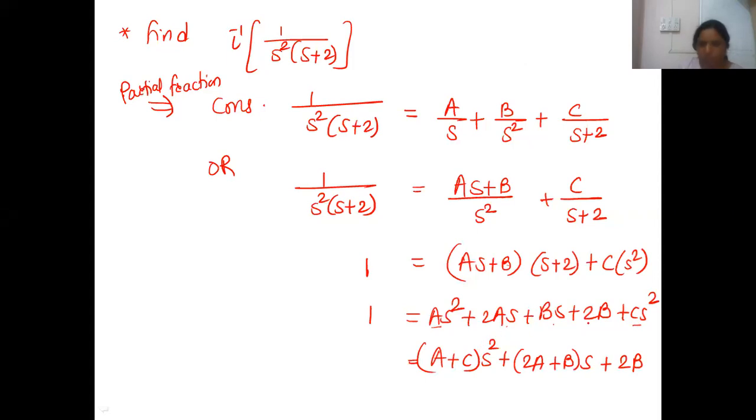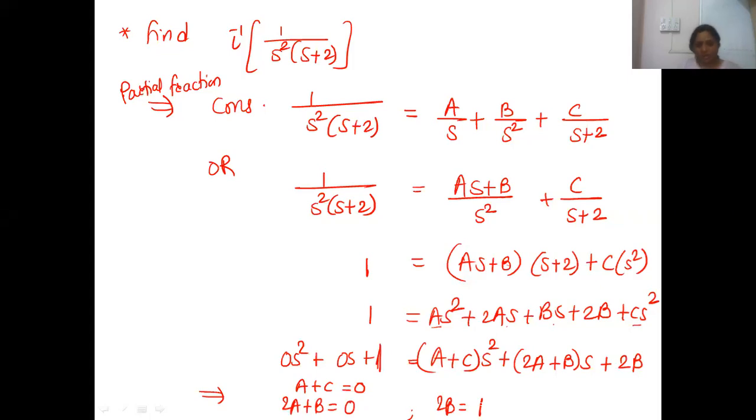First collect the coefficient of s square, then of s, and then the constant. But here there is no s on the right side, how many s are there? 0 s, and s square is also 0 s square. So now you can compare: a plus c is 0, good, 2a plus b is 0, and one more equation, 2b is equal to 1.